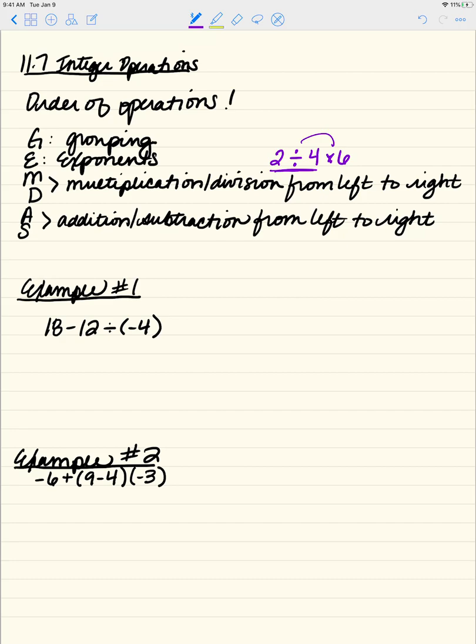Example number 1, 18 minus 12 divided by negative 4. Before we even talk about that, let's identify what operations we have happening here. We have subtraction and we have division. So according to order of operations, we're going to do division first.